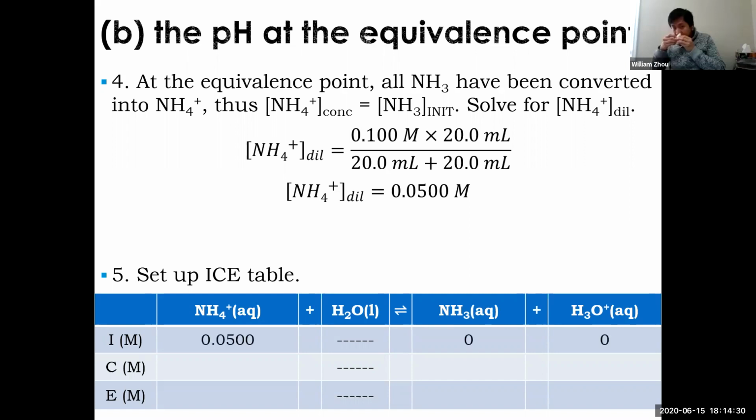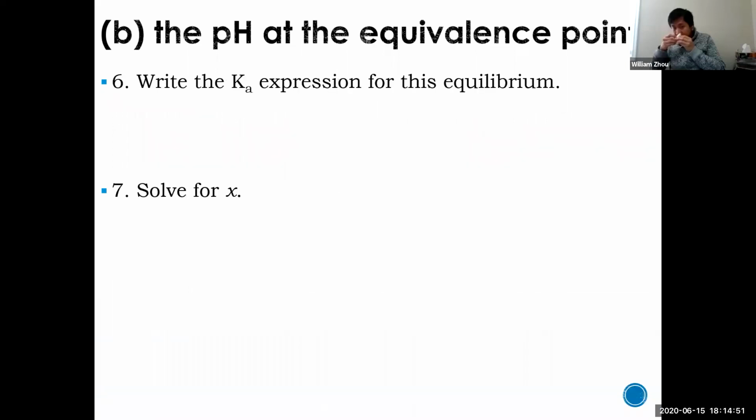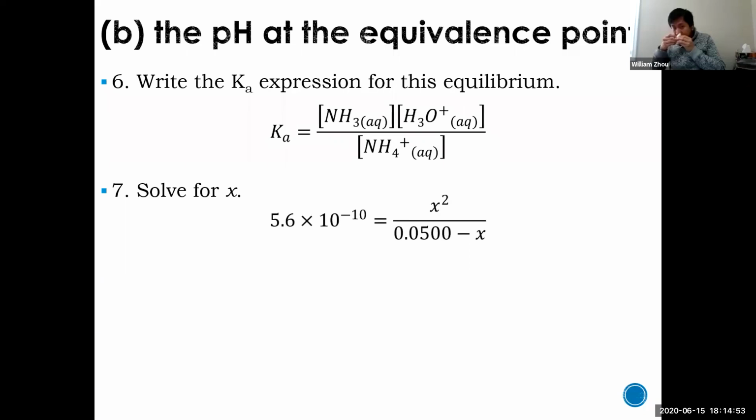You then sub into the ICE table the concentration of the acid after the dilution, but before the hydrolysis, which is 0.05. 0 for the product, X denotes change, and then you will solve the ICE table. Okay, you need the Ka, which you have, just look on the table, and then you have the ICE table, X squared over 0.05 minus X.